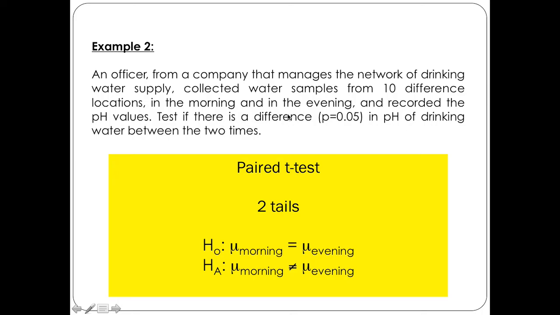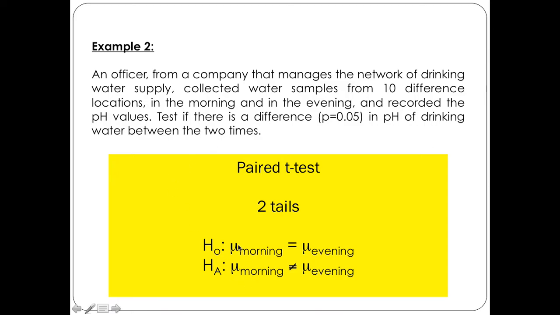It's not asking about whether the pH is higher or lower in the two times being measured. So we just want to know whether there is a difference. Therefore there is no direction at all. It will be a two-tailed test.